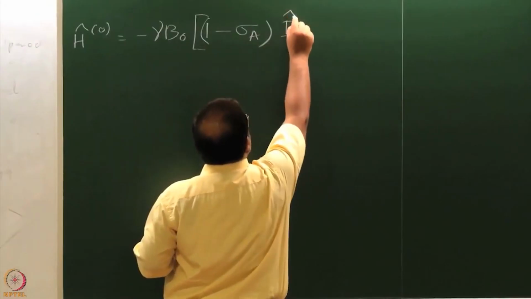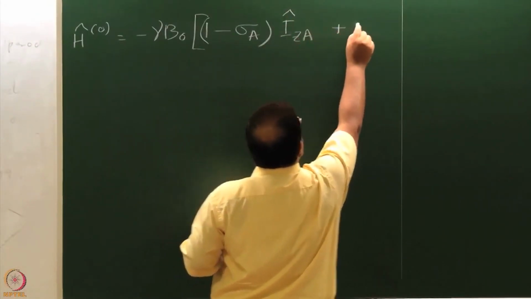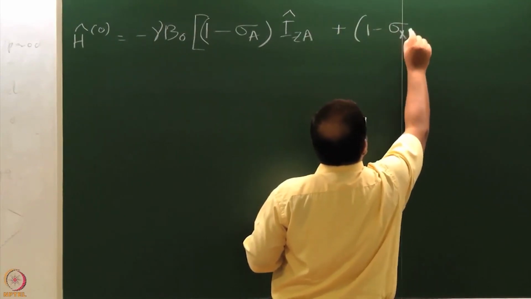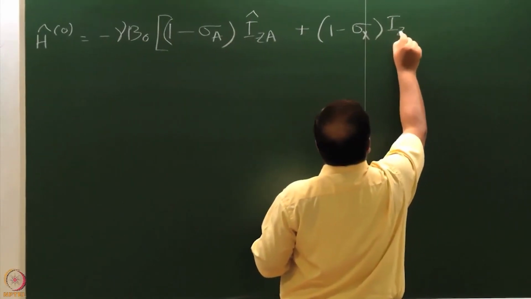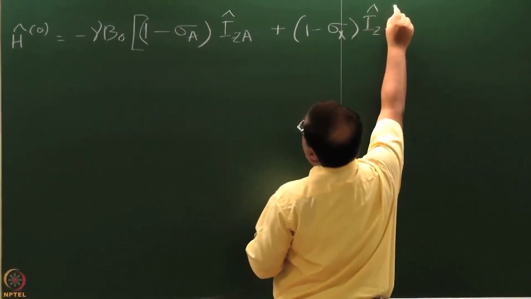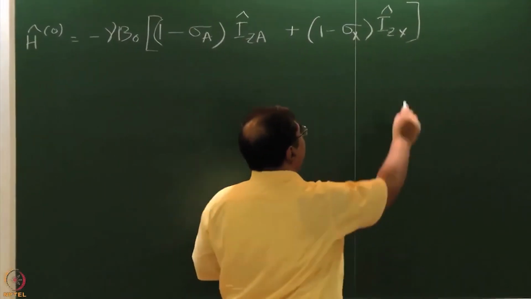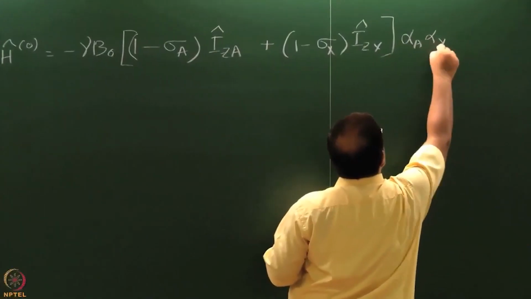What have I written? IZA, right? Sigma x, I was going to write sigma b once again, IZ x. Great. This is my Hamiltonian, and let us say that it operates on the lowest energy wave function alpha a alpha x. What do I get?